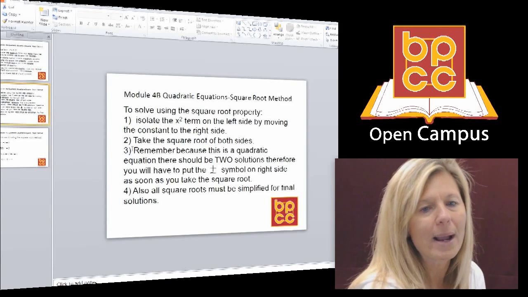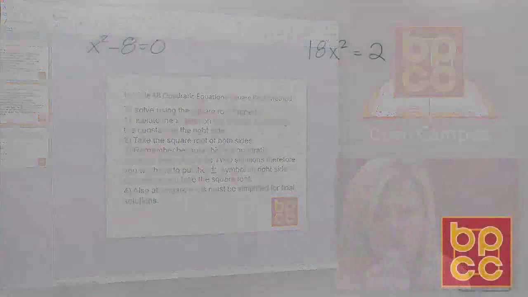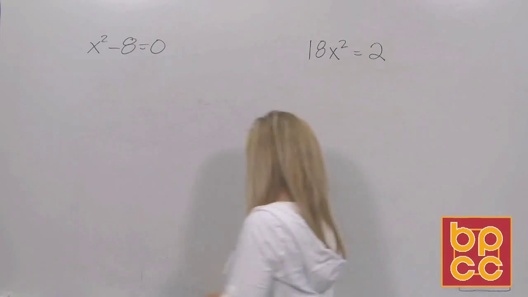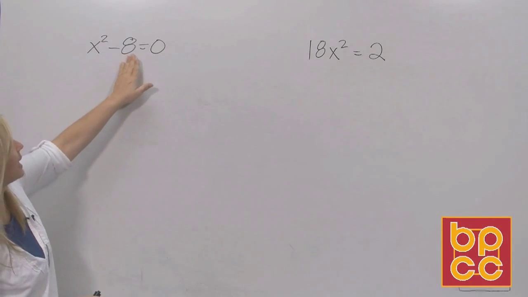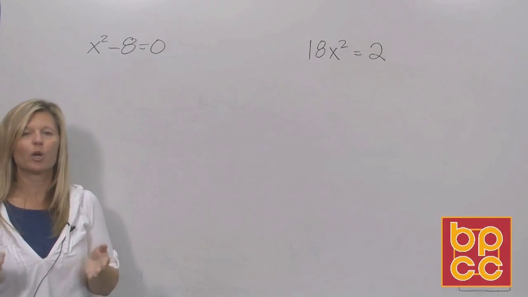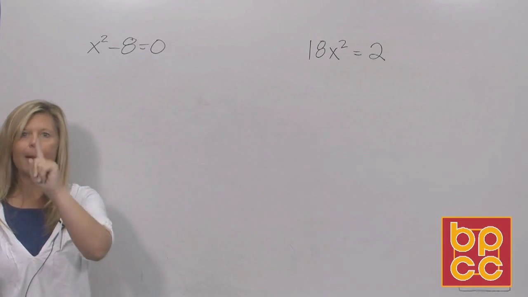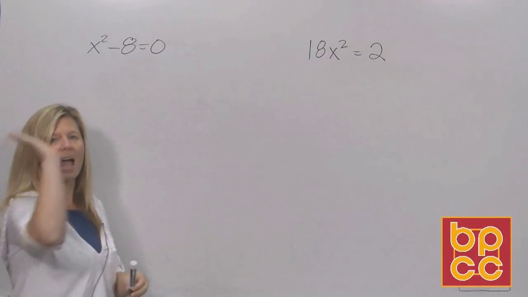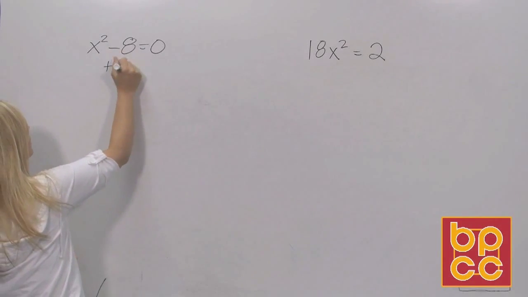So let's go to the whiteboard. I have 4 examples to work with you guys today. So let's take this first example. Here's our quadratic equation, x squared minus 8 equals 0. We've already decided it will not factor, so we're going to do the square root method. So we have a different procedure. Step 1 today is get the constants moved. Move any number over to the right. So we're going to move the negative 8 by adding 8.